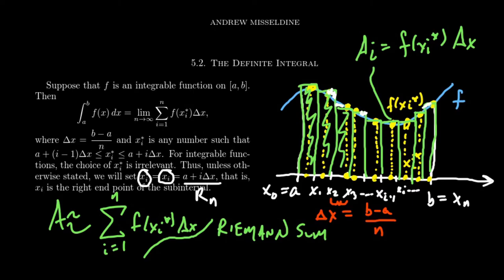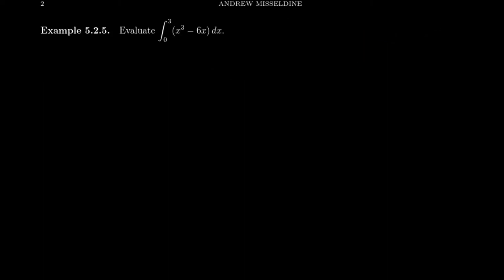And when it's integrable, it doesn't matter how you choose xi star. And so we're going to choose it just to be xi, which is a plus i delta x. And so we've seen this definition before, and the definite integral gives us the area under the curve. So equality is obtained: the integral is the area. Now, in previous examples, we were able to use geometric formulas to help us compute these. And so I want to show you how one can compute the area under the curve for something that doesn't have a cute little formula to it.